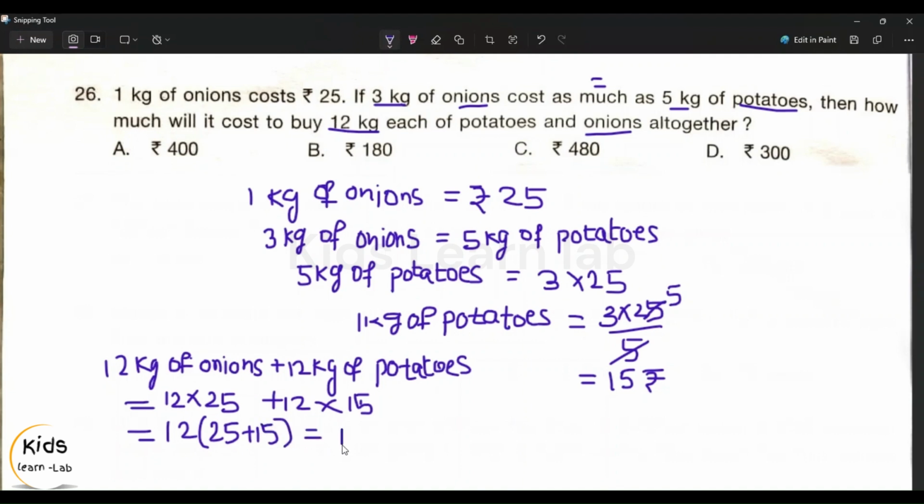This is equal to 12 into (25 plus 15). 5 plus 5 is 10, 0 and 1 carry. So 1 plus 2 is 3, 3 plus 1 is 4. This is equal to 12 into 40. 12 into 0 is 0, 12 fours are 48. So 480 rupees is the answer. So option C is the right answer, children.